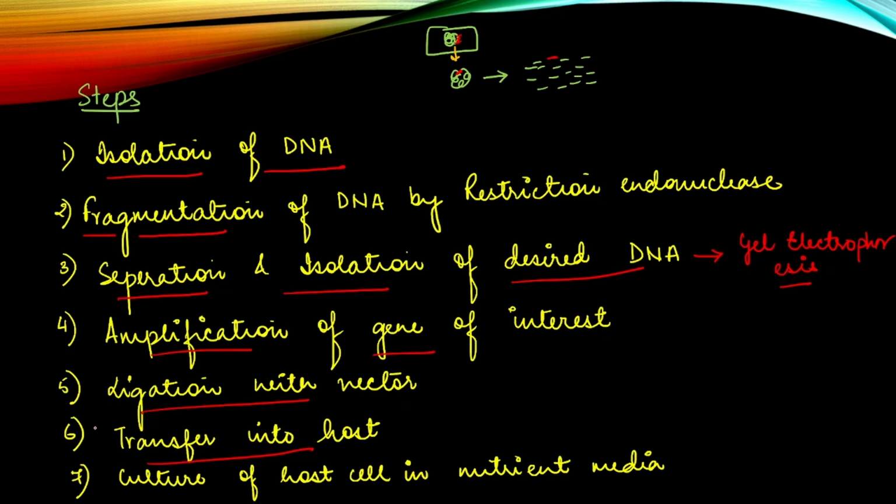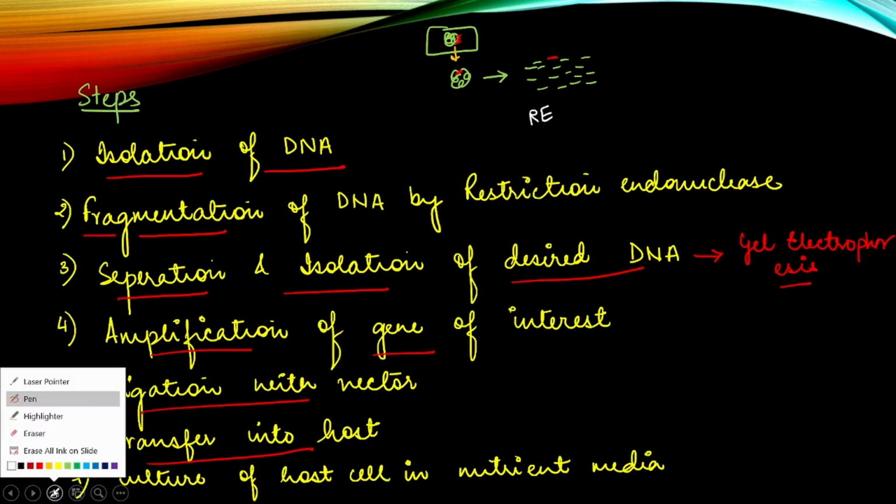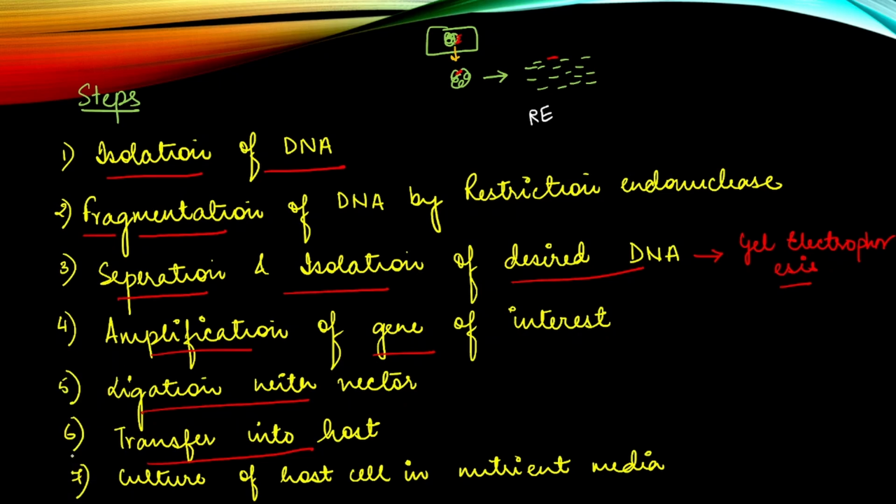And this fragmentation is mainly done by an enzyme. We call this enzyme restriction endonuclease. It will cut this DNA into small fragments. Now see here, there are many DNAs now. There are so many DNAs present here, right? So how will we identify our gene of interest? Out of all this DNA, we need to isolate our gene of interest. How will we do it?